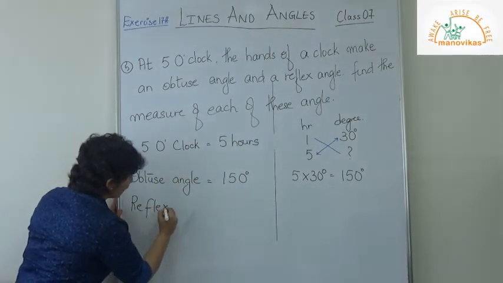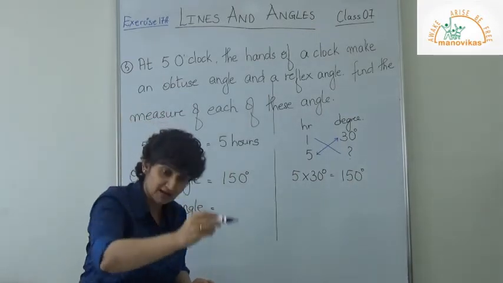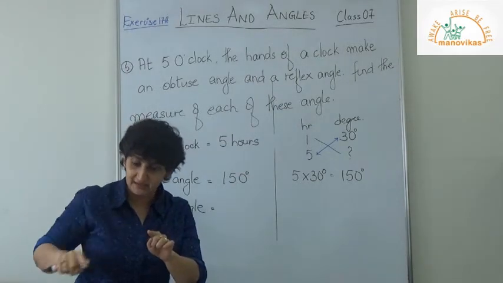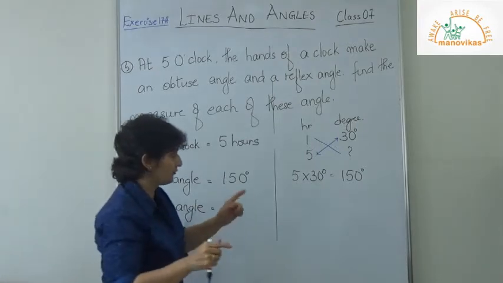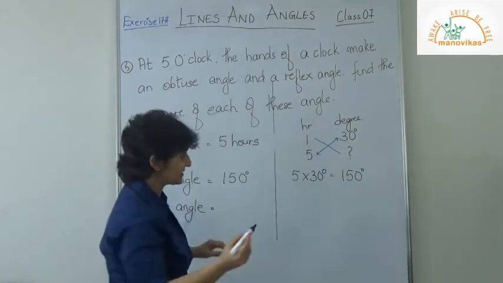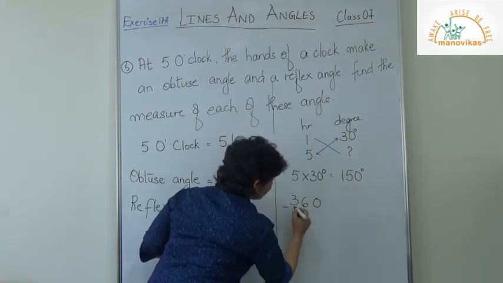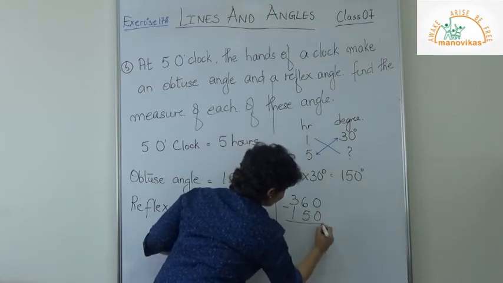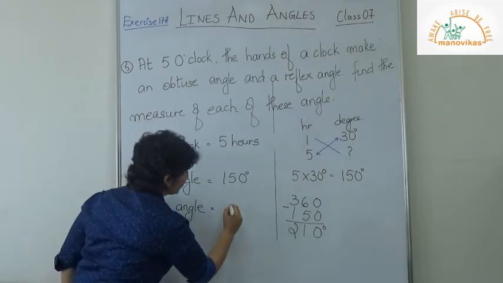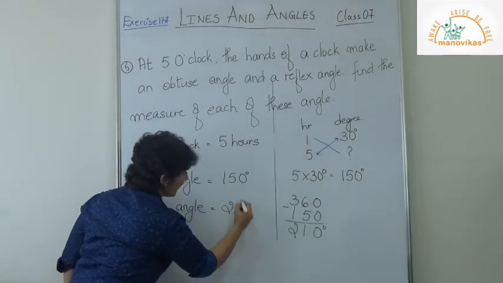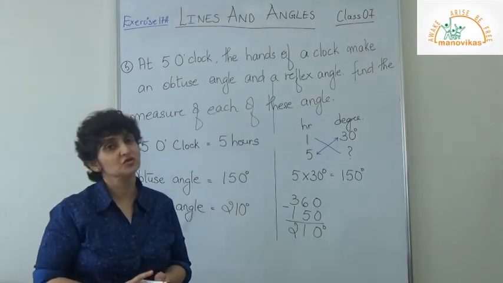What is the meaning of reflex, children? You know. It is less than 360. Your clock is round. You have taken the obtuse angle, now you want the remaining part of it. So to find the reflex angle, you will do 360 minus the remaining 150 degrees. So your reflex angle is 210 degrees. Is this clear? Have you understood? Let's move to the next question.